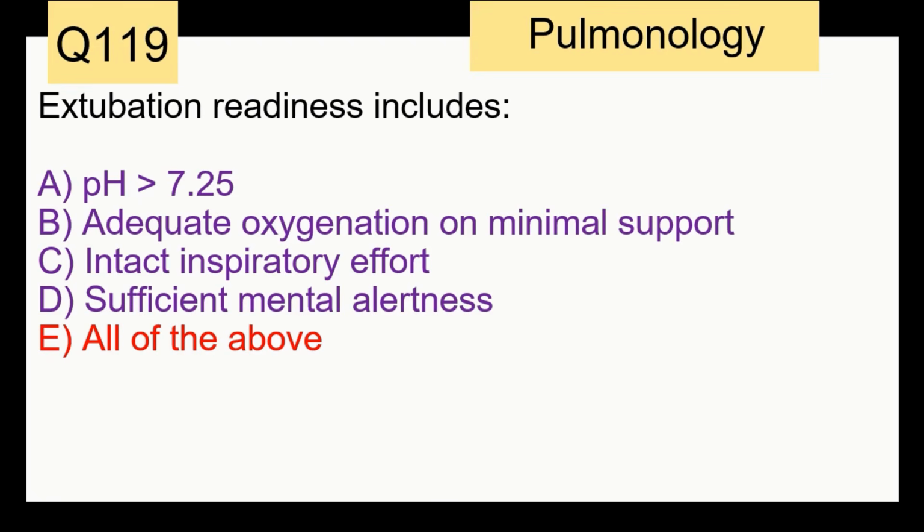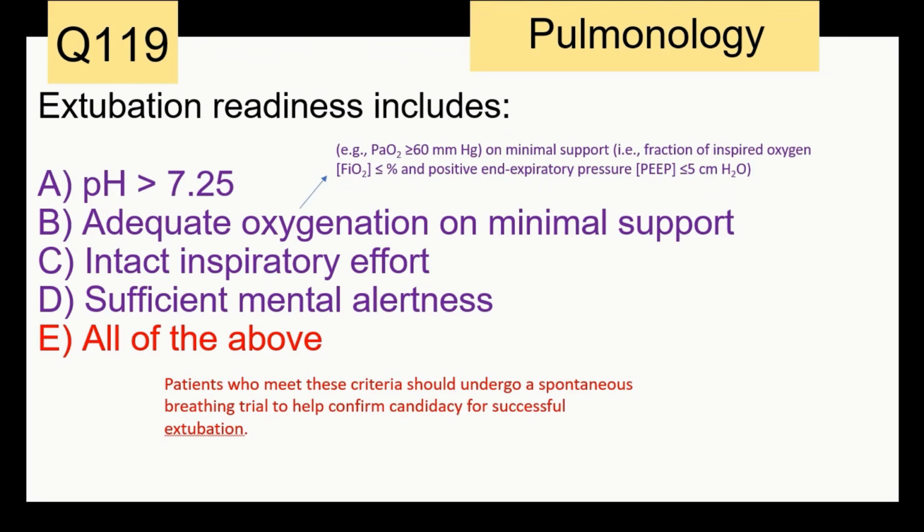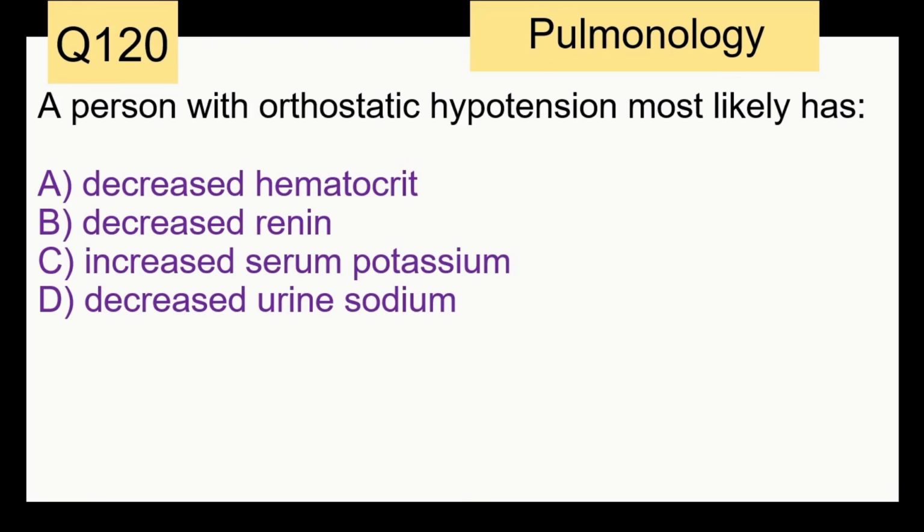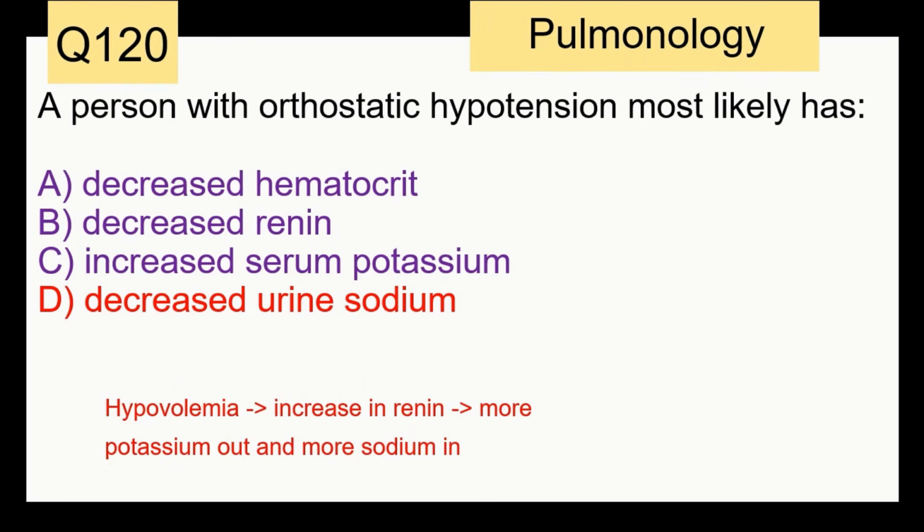This is more of a surgery question. All of the above. Patients who meet these criteria should undergo a spontaneous breathing trial to help confirm candidacy for successful extubation. Orthostatic hypotension, decreased urine sodium. And that's because when there's hypovolemia, there's increased renin, more potassium out, more sodium in, decreased urine sodium.